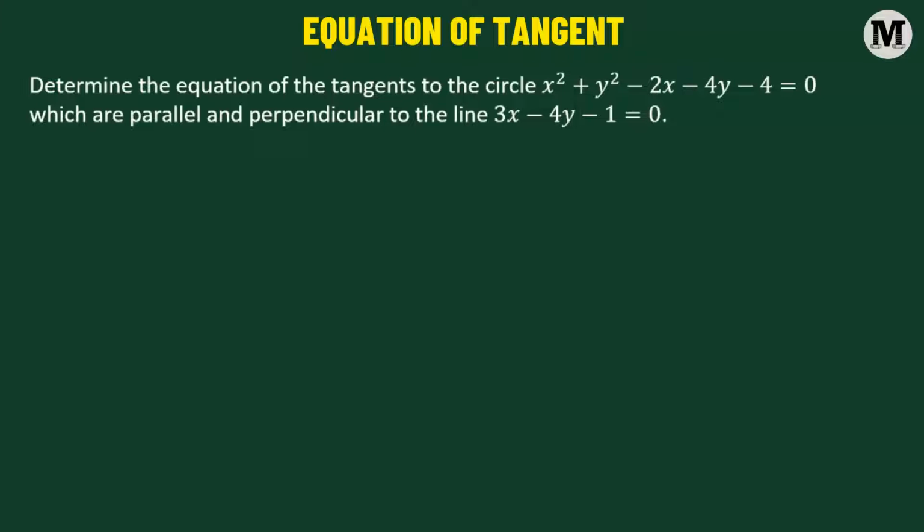Determine the equation of the tangents to the circle which are parallel and perpendicular to the line 3x minus 4y minus 1 equals 0. Let us begin. So here we will start with a circle.